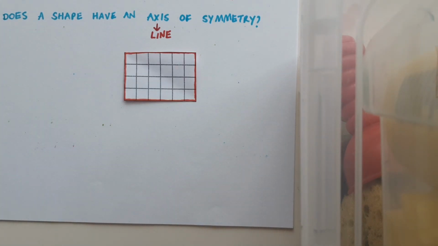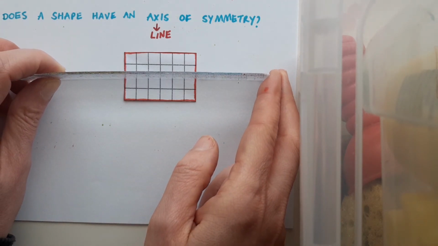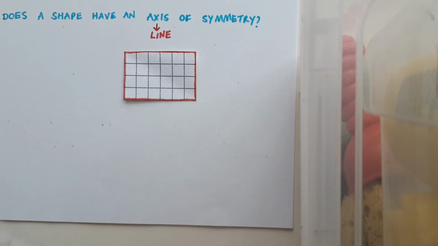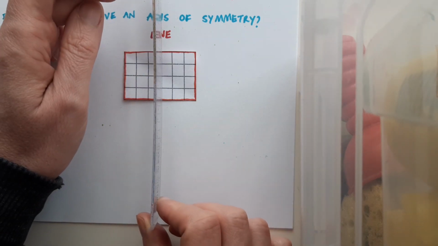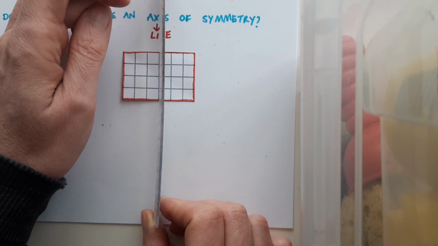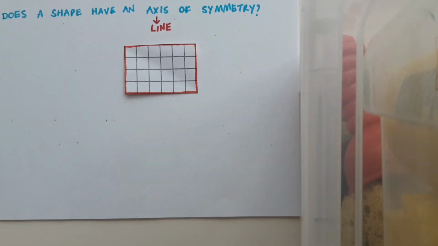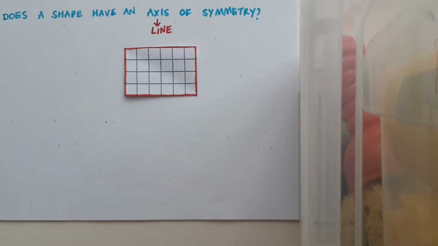What about this shape? How many axes of symmetry do you think it has? Well, it definitely has an axis of symmetry here. And it also has an axis of symmetry here. Does it have a diagonal axis of symmetry? It's a little bit hard to tell on first glance.